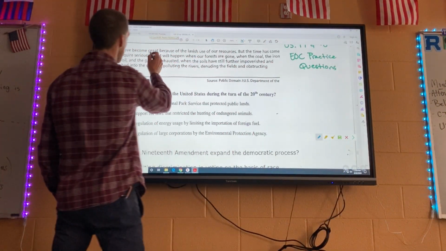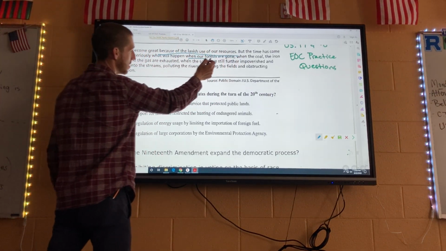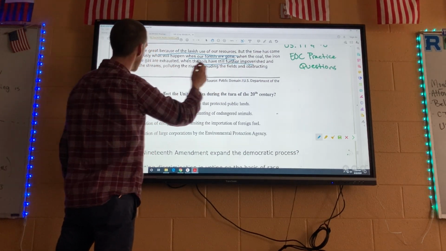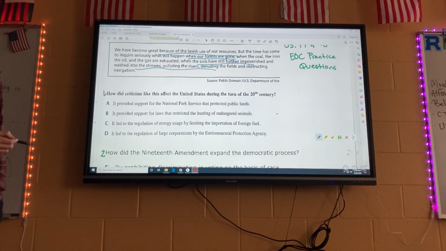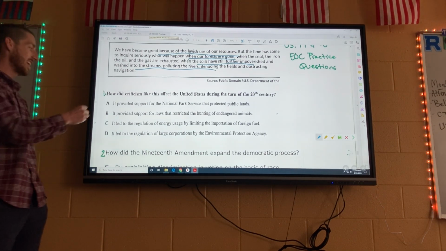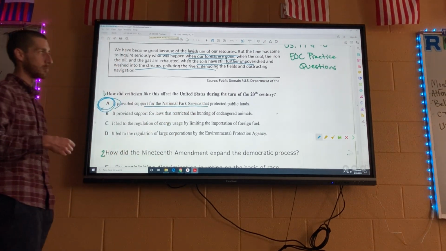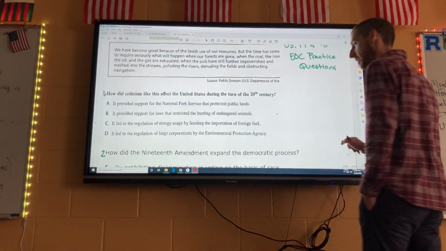And look, we have become great because of lavish use of our resources, but when the time has come to ask what will happen when our forests are gone, when the soils have been impoverished and waters into the streams, polluting the rivers, and so on. So it's asking, how can we protect the land? Number 1 is A, provided support for the National Park Service that protected public lands. That's what it has to do with. Let's move on.